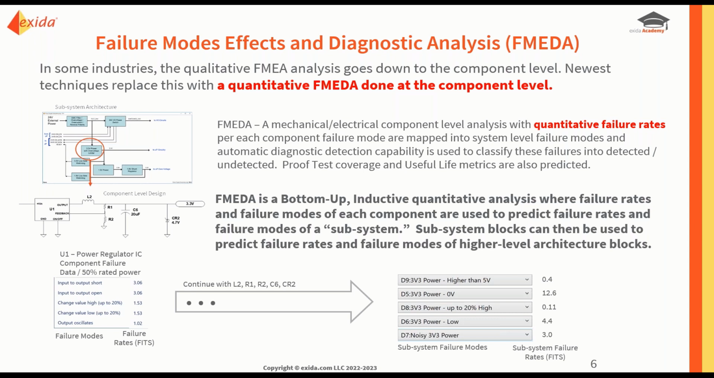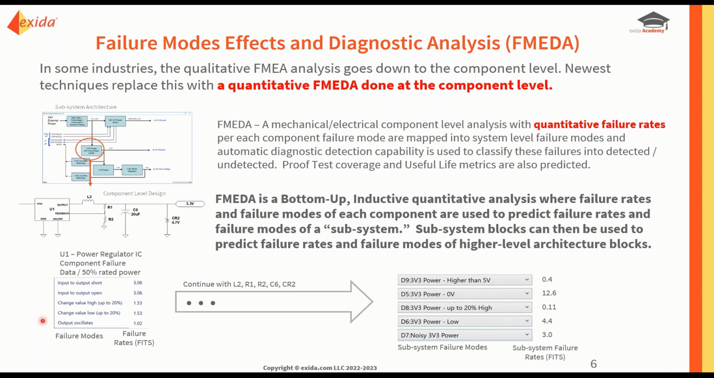For each of those sub blocks, you describe in your FMEA the failure modes of those blocks and the effect of those failure modes. It's at this point, when you get to the component level, that the FMEDA kicks in. In this example, we're looking at a power supply. We're doing our analysis, we've got a power regulator IC, and what we do then is pull that component into the FMEDA tool.